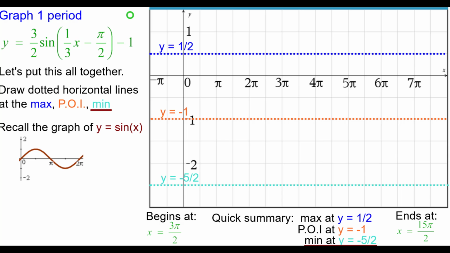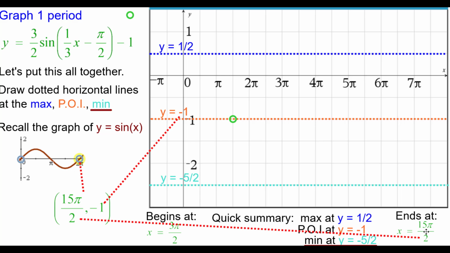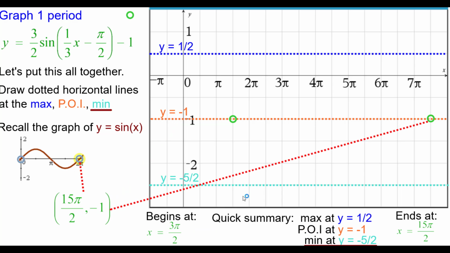Recall the graph of y equals sine of x, which normally starts at a point of inflection. But for this one, our period starts at 3 pi over 2 for the x value, and our point of inflection value is -1, so we're going to plot the point 3 pi over 2, -1. There it is. The end of the period, well, we end at 15 pi over 2. It's also a point of inflection, so that'll be 15 pi over 2, comma, -1. So we'll plot that point out here.